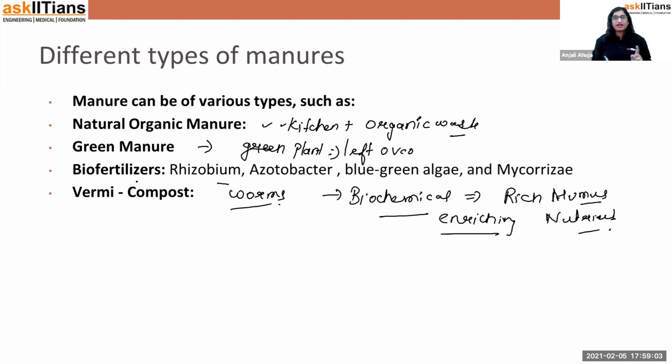Now, talking about the biofertilizer, these include the microorganisms that help the soil and the crop to absorb nutrients. Rhizobium, azotobacter, blue-green algae, mycorrhizae, they are the ones from the soil. They absorb nutrients and give them to the plant. Rhizobium, azotobacter, and blue-green algae absorb nitrogen.